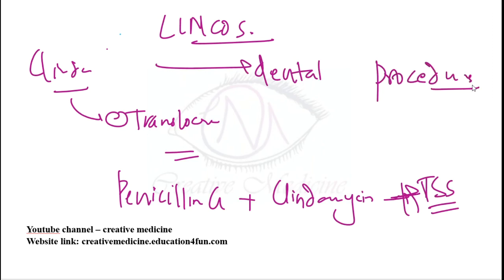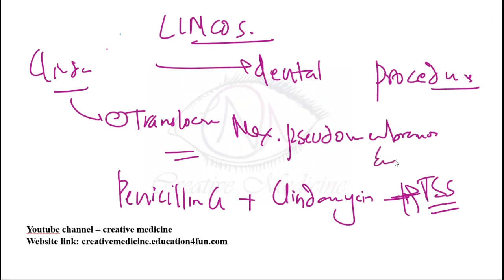The main use of clindamycin against anaerobes is for Bacteroides and Propionibacterium. If you see the side effects of clindamycin, it has the maximum risk of causing pseudomembranous enterocolitis, and it also causes neutropenia.